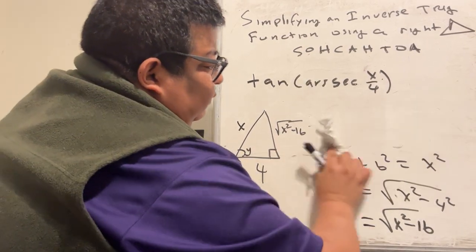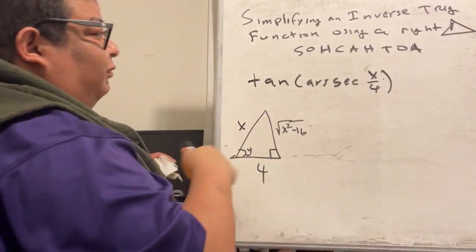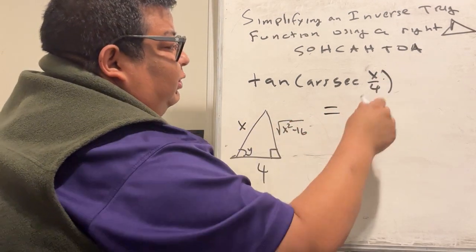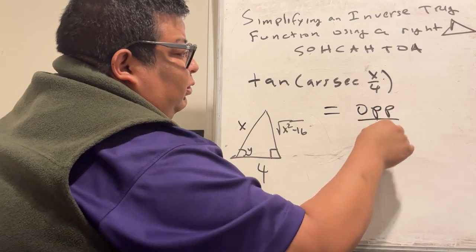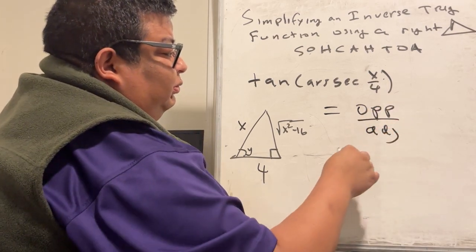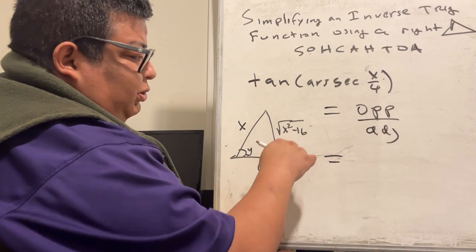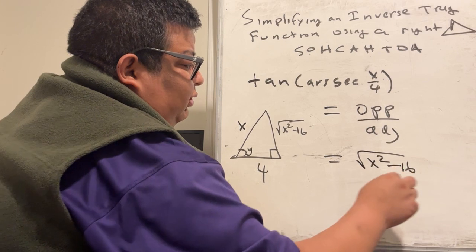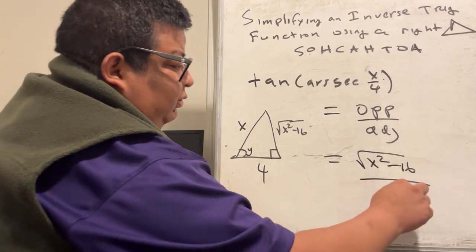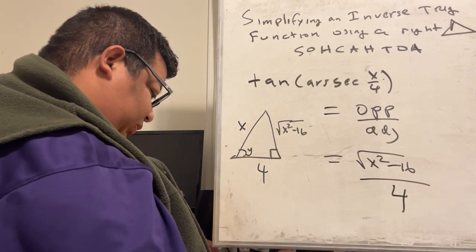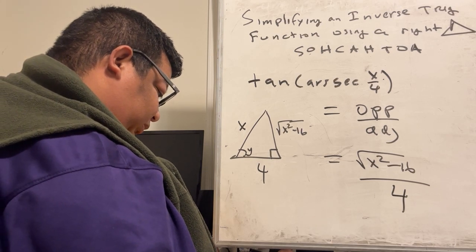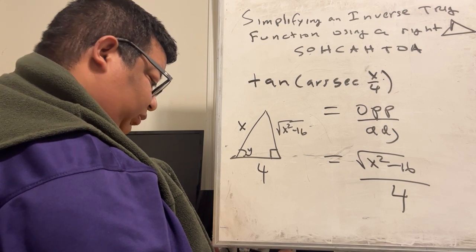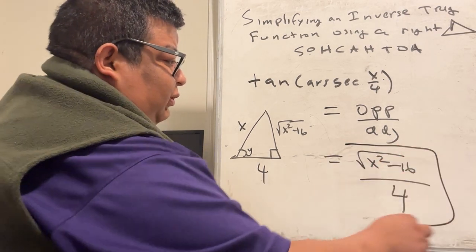Let's erase this. Now to find our answer, remember that tangent is equal to opposite over adjacent. So that's going to equal opposite, x squared minus 16, over adjacent, which is 4. And that should be our answer.